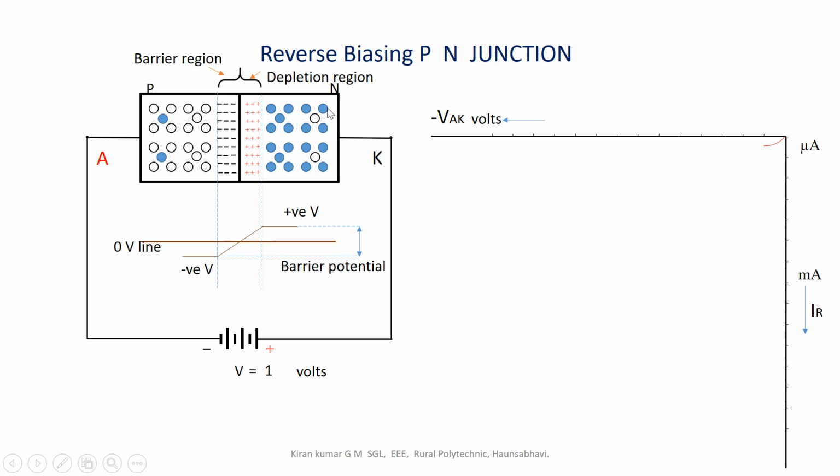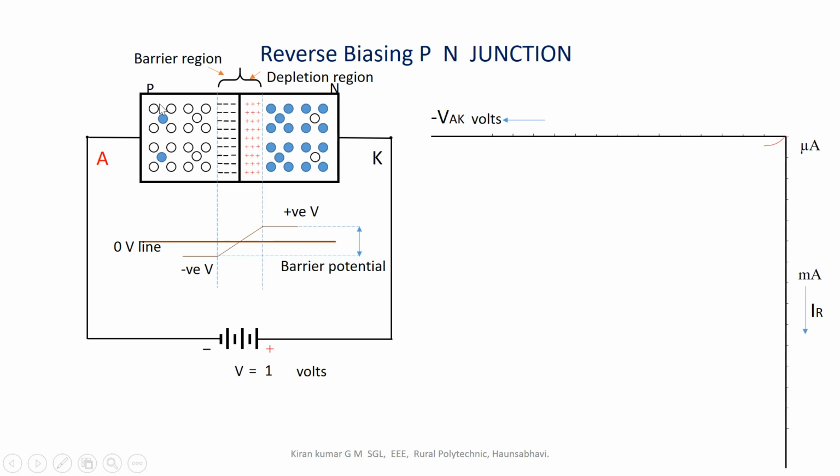Similarly, as the N region is connected to the positive terminal of the external battery, free electrons are attracted away from the junction, creating an increase in positive ion concentration near the junction. Due to this, the barrier potential will be increased.